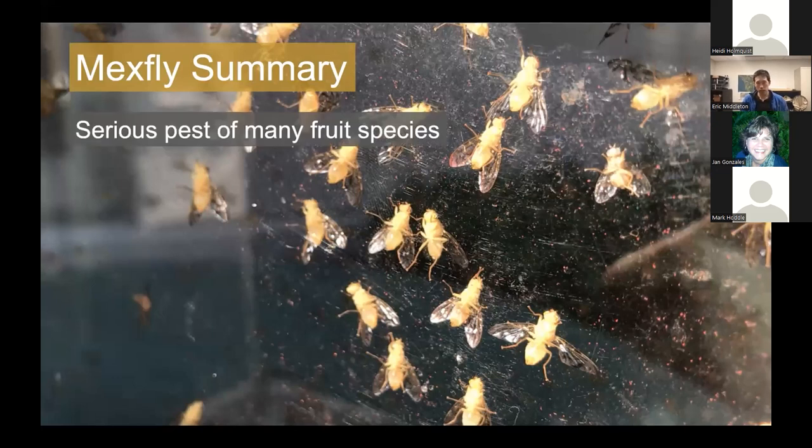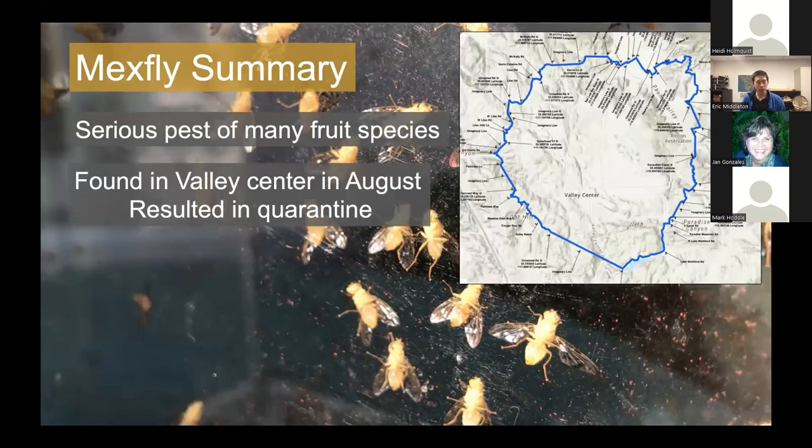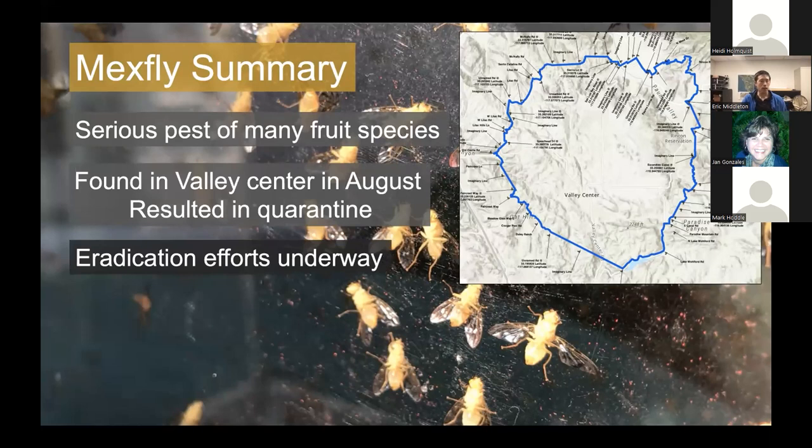Citrus is a big one. Avocado is another one that can be problematic here, although, again, not Haas avocado. Recently, they were found in Valley Center in August, resulting in a quarantine, which will potentially last until June 2023. Hopefully, it's only that long. Eradication efforts are currently underway. They've been effective in the past.